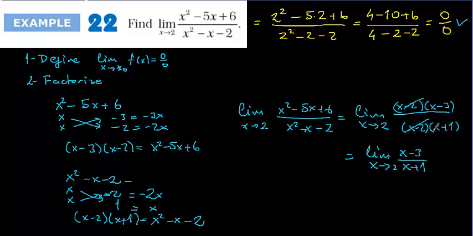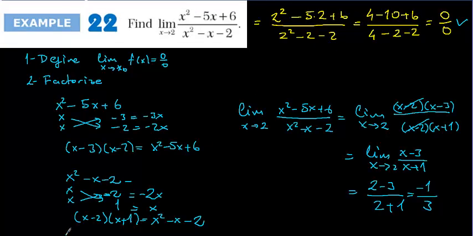As I told you before, if you are solving the question in the functions topic, or if the question is given only as a function, you cannot simplify this here. Then you can replace the value by 2, and it's going to be equal to 2 minus 3 over 2 plus 1, which is equal to minus 1 over 3. So the limit of the expression is minus 1 over 3.